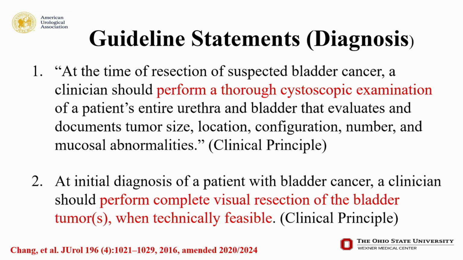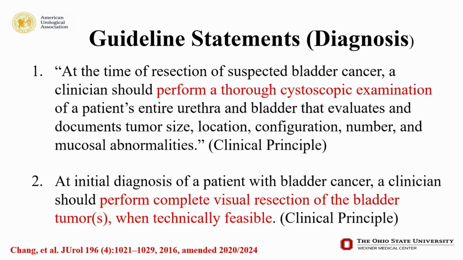So this is an important guideline statement that I think we're all very aware of, the guideline statement from the AUA. At the time of resection of suspected bladder cancer, a clinician should perform a thorough cystoscopic examination of the entire bladder and urethra, documenting important features about what you visualize, because it becomes important, and I'm going to emphasize that point of why that's relevant when you're conducting the surgery.